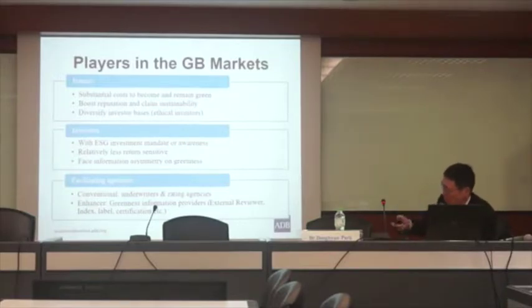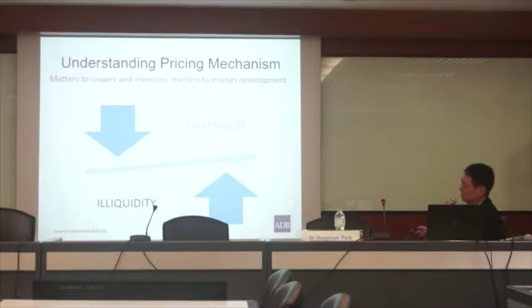We need something more. We need another additional layer of facilitating agency for green bonds. And these are like external reviewers, index label, certification, these kinds of agents that provide information about greenness, right? Greenness information providers. So this is a very simple diagram, but it really helps us to understand the pricing mechanism in green bonds, right? In green bond prices. On the one hand, greenness generates a discount, right? It helps to reduce the yields of green bonds.